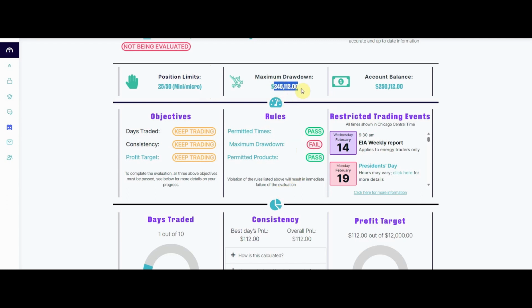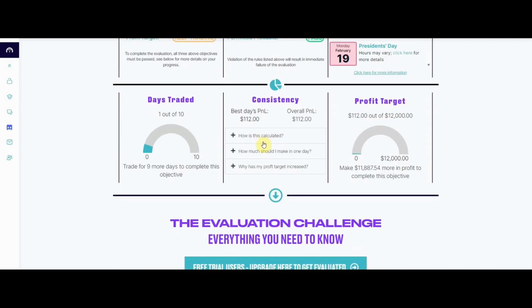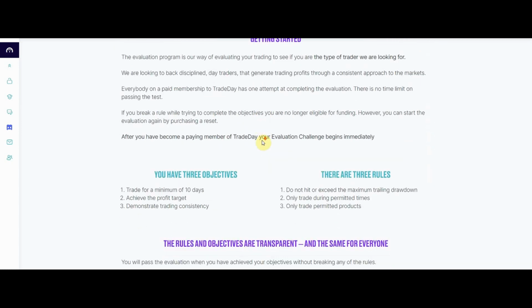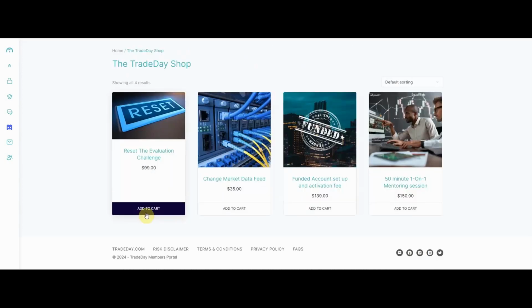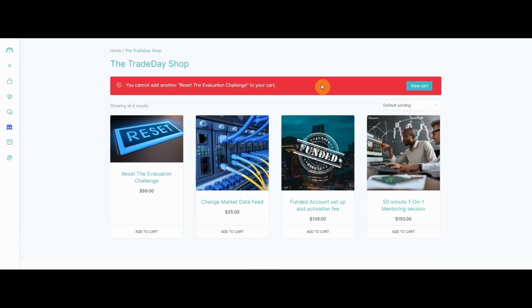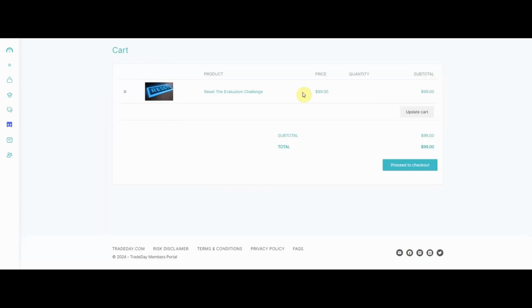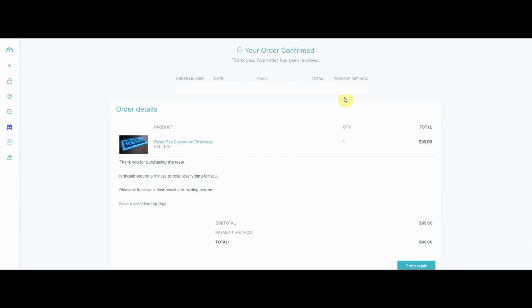So I hit the max drawdown and I'm going to go for another 250k account, and all I do is scroll down and then purchase a reset here. I'm just going to click that. I'm just going to add the reset the evaluation challenge to my cart. It looks like I tried to do this yesterday but it didn't work, so I'm going to go view cart. It must still be in there. Proceed to checkout. Okay, so that's done.